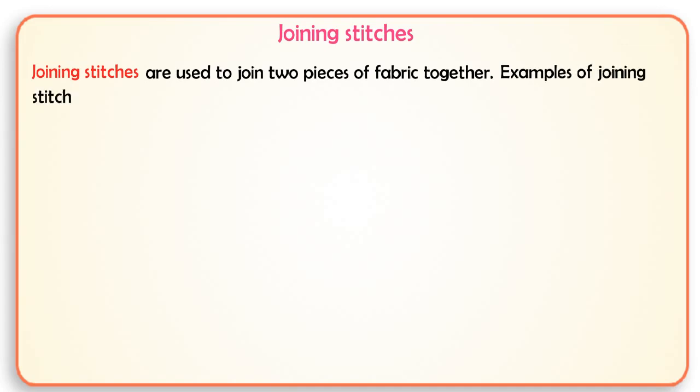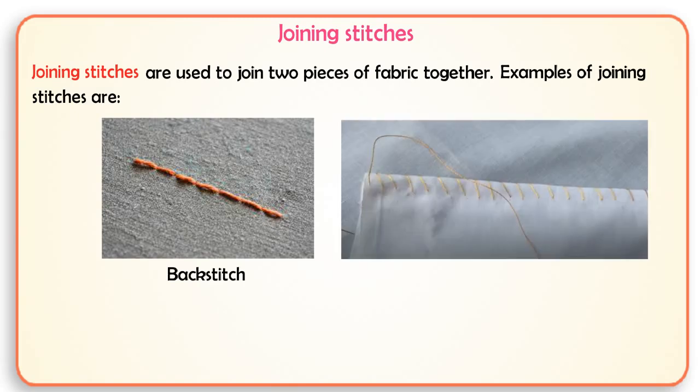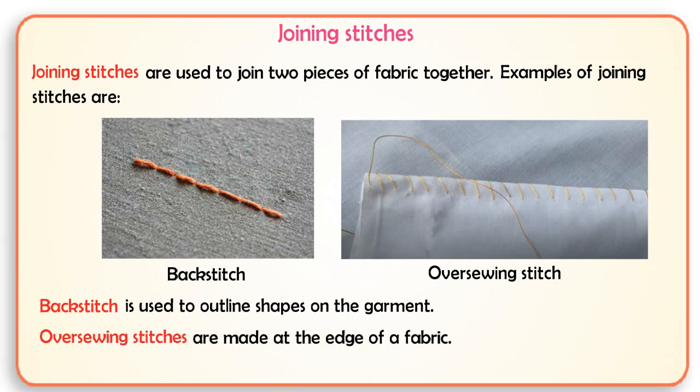Examples of joining stitches are back stitch and oversewing stitch. Back stitch is used to outline shapes on the garment. Oversewing stitches are made at the edge of a fabric.